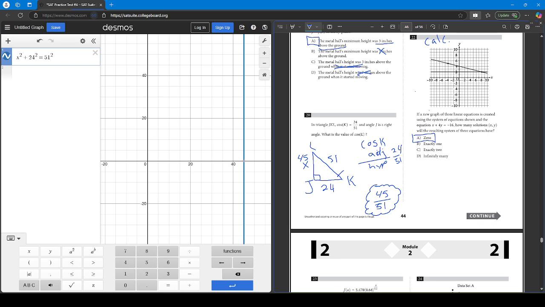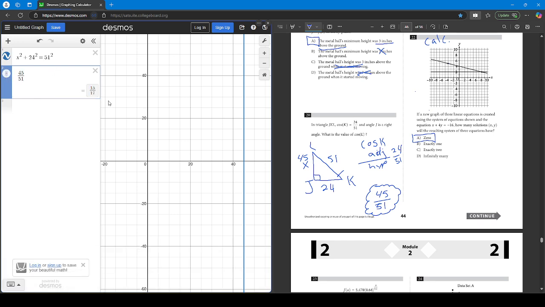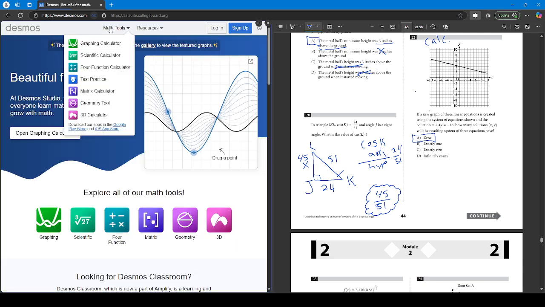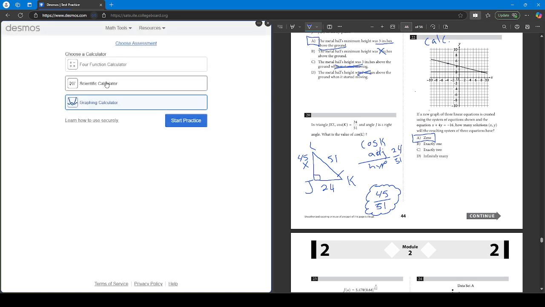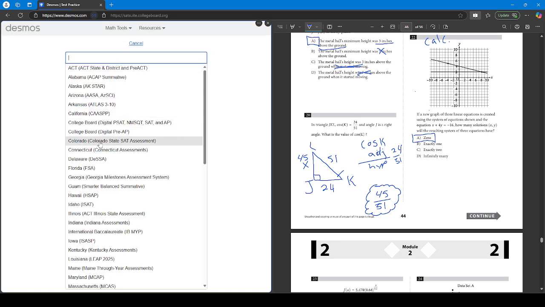Looks like they simplified the fraction on the answer key, but it shouldn't matter. Let's see, 45 over 51. I can get the simplified fraction too just by putting my answer in the calculator and saying, instead of decimal, give me fraction. Does it give that to you on the actual version of the calculator you get on the test? Let me see.